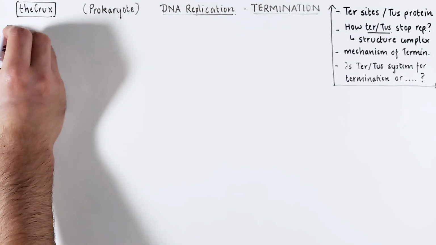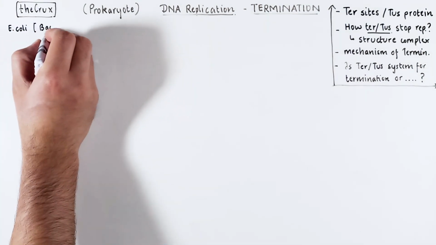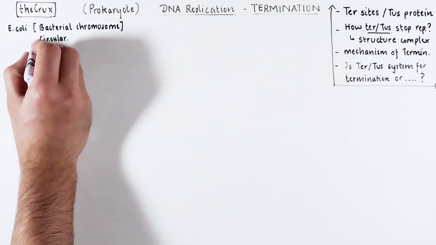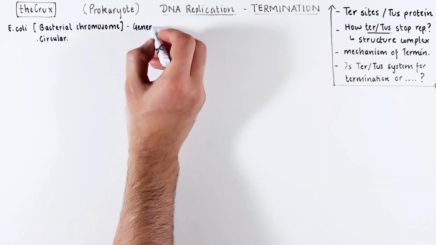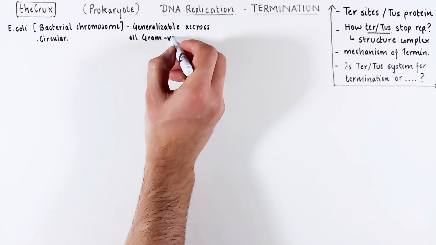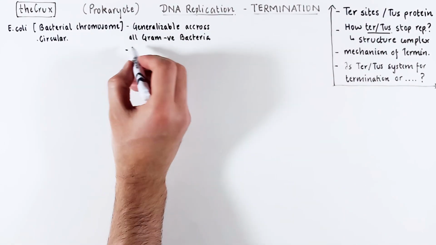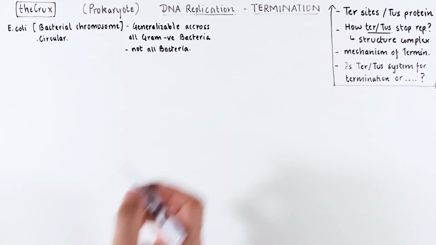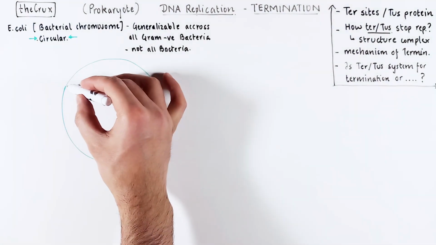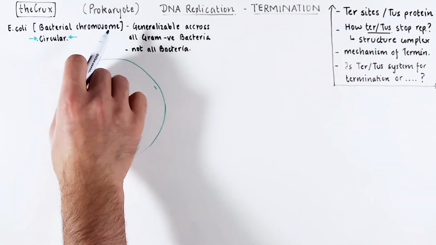We're going to discuss the E. coli bacterial chromosome, and bacterial chromosomes are mostly circular with some exceptions. And this Ter-Tus termination system is generalizable across all gram-negative bacteria. This means that not all bacteria have this system, but have evolved similar mechanisms. Alright, since the chromosome in question is circular, let me sketch out the generic picture of the replicating bacterial chromosome.